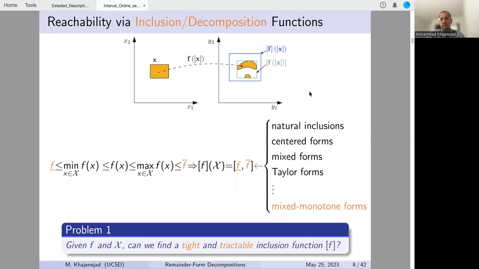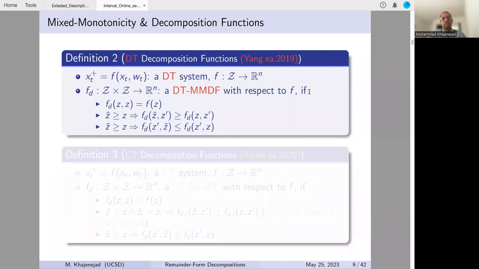More approaches have been suggested based on mixed monotonicity, and people try to propose mixed monotone forms of inclusion functions or decomposition functions. So now is a time to maybe formally talk about this mixed monotonicity and decomposition functions. Hopefully you are motivated enough now. All right, so mixed monotonicity.